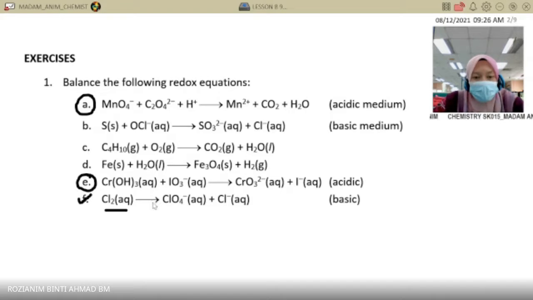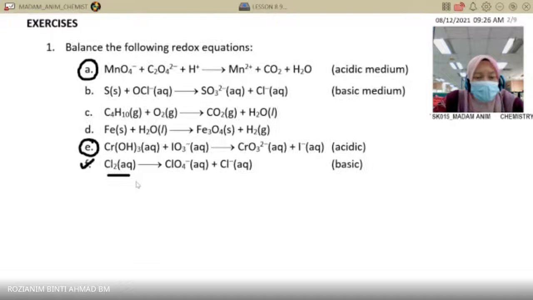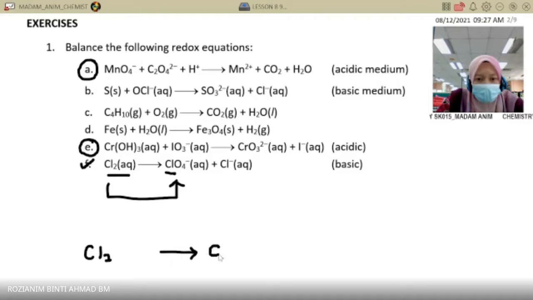So, easy. The criteria is the same. You must identify the similar element before and after. So, therefore, when we want to divide by 2, okay, your first equation, you must have a similar element. For example, our starting element at the reactant is chlorine and the product should be ClO4. Why? Because ClO4 consists of a chlorine atom. So, this is your first equation. Chlorine molecule, okay, produces ClO4 minus.